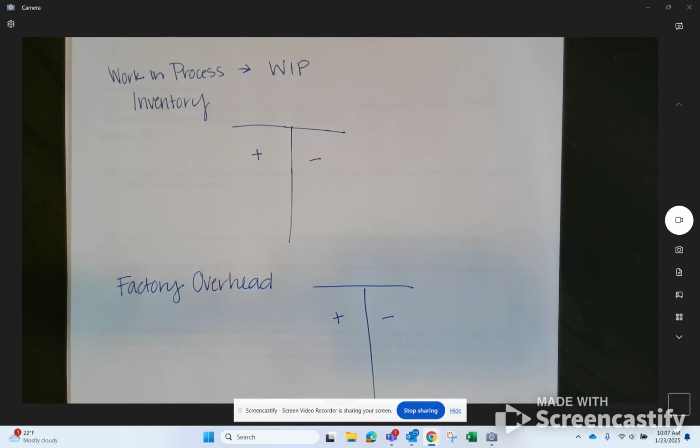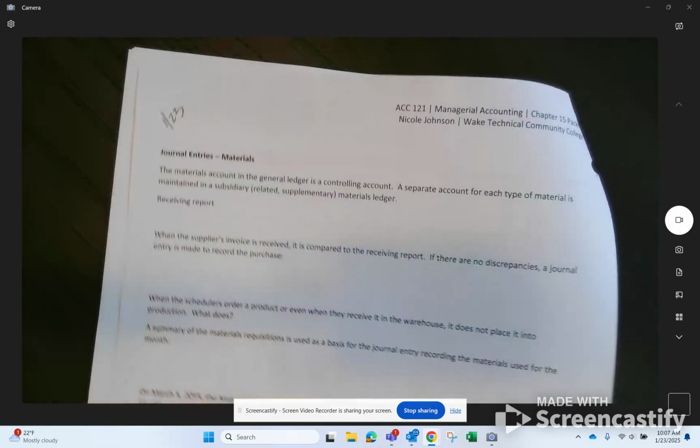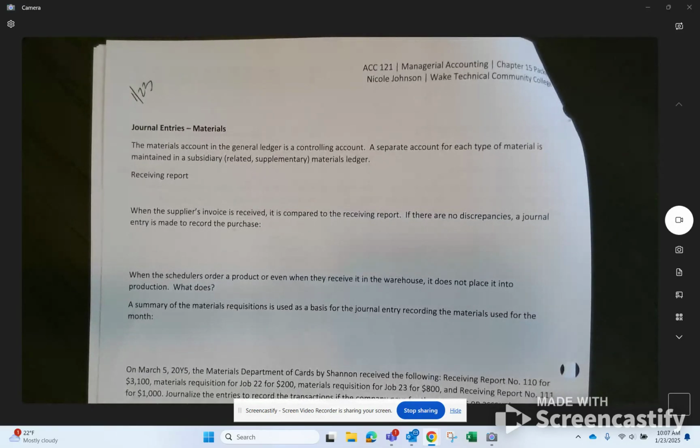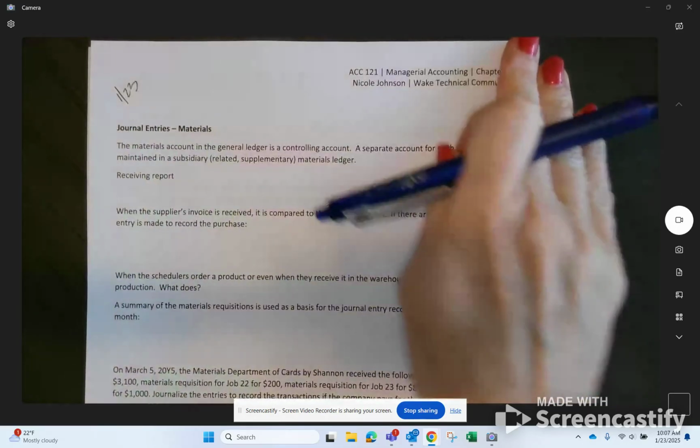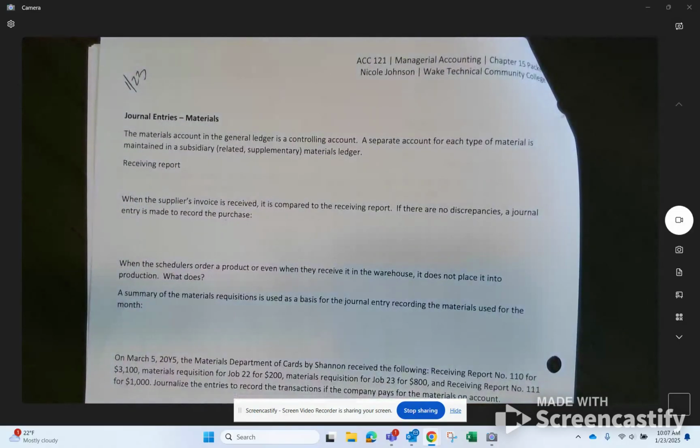But for now, the initial parts of this chapter focus on journal entries, and so I wanted you to have those two T accounts available to you so that you can see what those look like. So I'm going to move on. I'm going to go to page 2 in your packet, and we're going to look at some journal entries associated with job order costing. We're going to look today at materials, at labor, and at factory overhead journal entries in general.